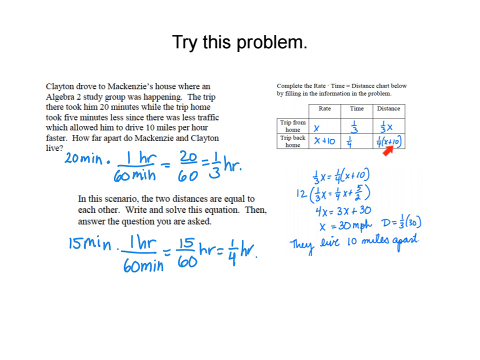Now, since Clayton is traveling to Mackenzie's house and back, those distances are equal. So now we set them equal and we solve for X. And we find that X is 30 miles per hour. Now be really careful about what you're answering. It says, how far apart do Mackenzie and Clayton live? Okay, well, I'm not looking for 30. That's the rate. So the distance is 1/3 times the rate. So they live 10 miles apart.